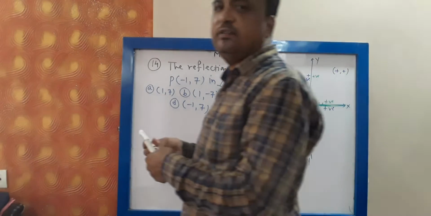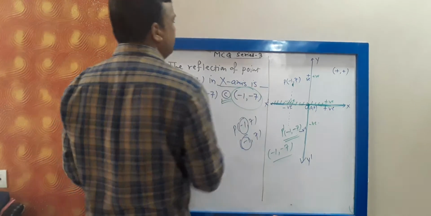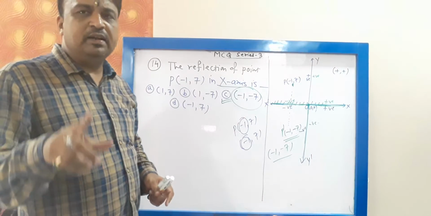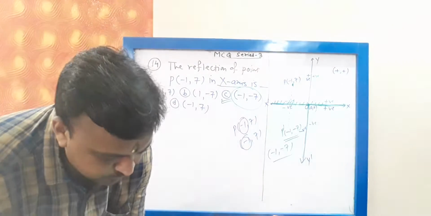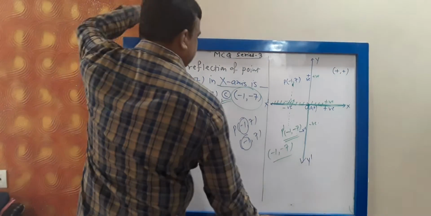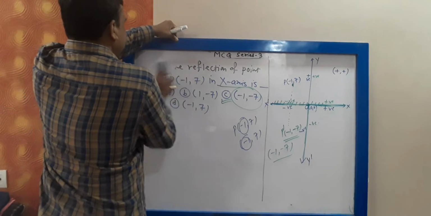Which option do you have with minus 1 comma minus 7? Option number C, minus 1 comma minus 7. Is it clear? Now let us move to the next question. 15th question.